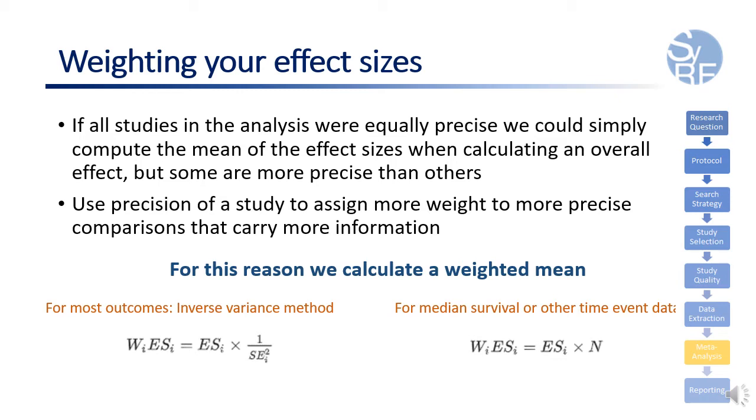We recommend using the inverse variance method, where individual effect sizes are multiplied by the inverse of their squared standard error, or SE. This gives a weighted effect size, where ES is the individual effect size and W is the weight. For median survival or time to event data, we weight effect sizes according to the total number of animals, which is calculated from the number of control animals plus the number of treated animals in that comparison.